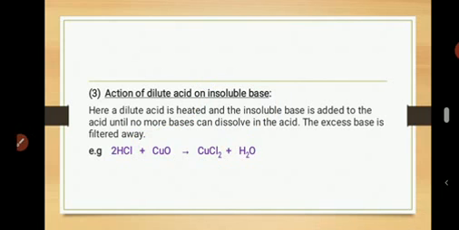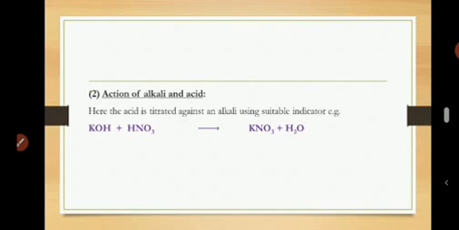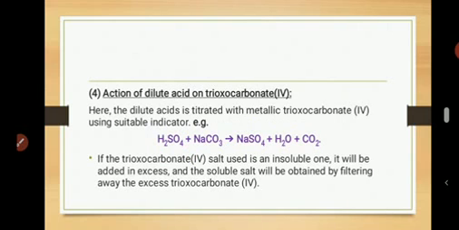Don't forget that you can use the action of acid on metal. Number two, you can use the action of alkali on acid. Number three, you can use the action of dilute acid on an insoluble base. In this case, you have to warm the acid so that the reaction can be fast. Now, the last one is the action of dilute acid on carbonate. It's almost like the action of dilute acid on an insoluble base.